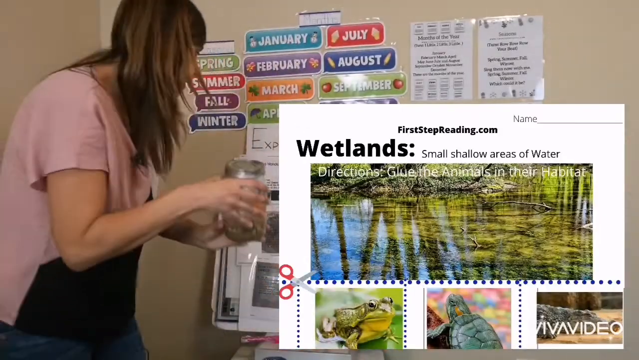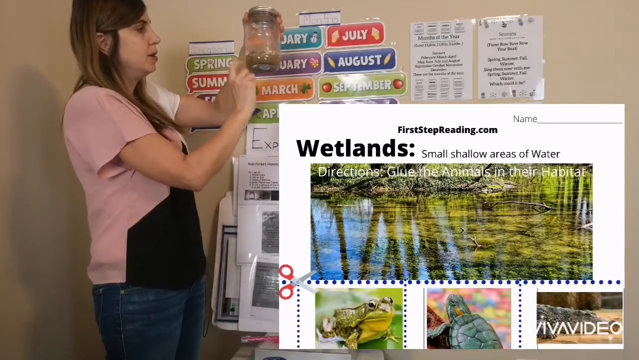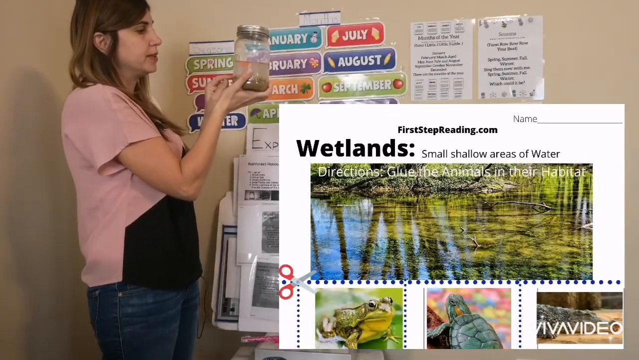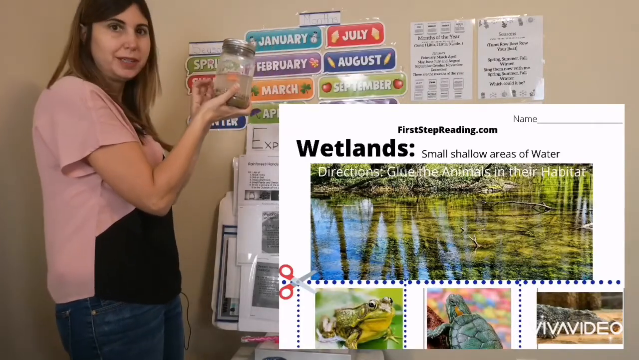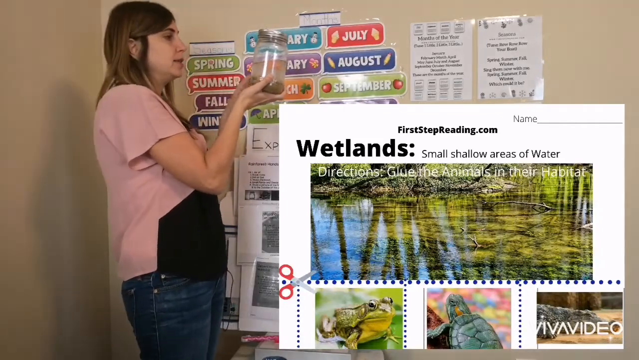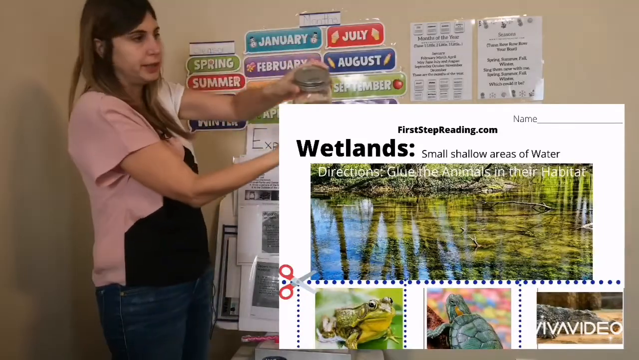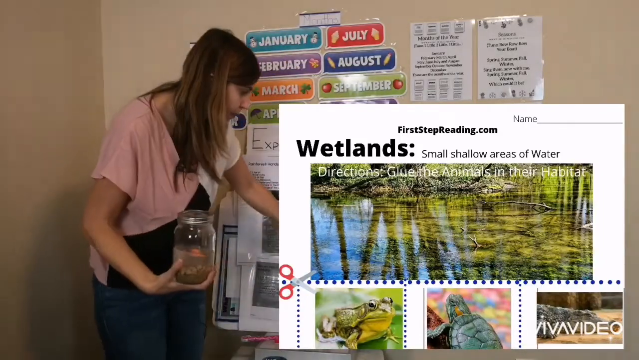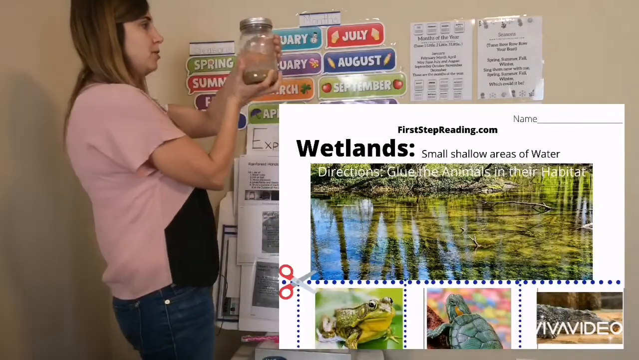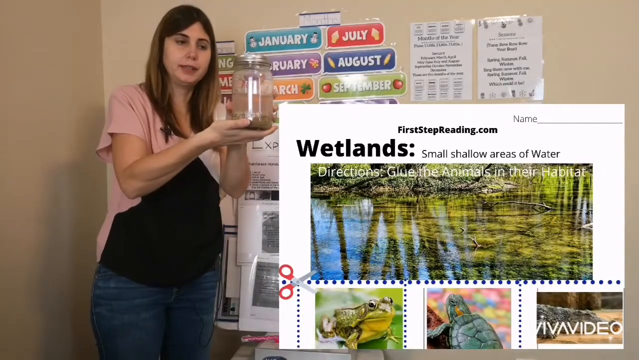And here is my wetlands. I put some sand. You can use soil, and don't put too much or your water will be really dirty. Just put a little bit of dirt if you put dirt, and some rocks and a little bit of water. And I had a toy turtle, so I put it in there. And I'm going to tape my frog, my turtle, and my alligator on the outside, so when I look through, I could see that this is a wetland.